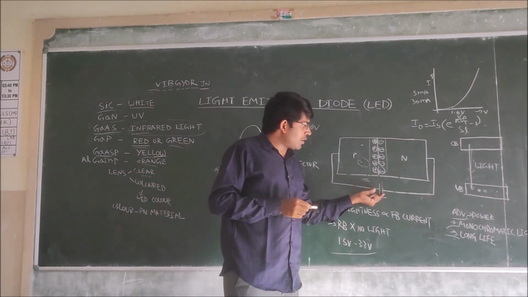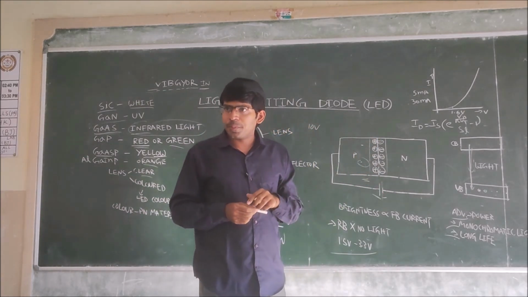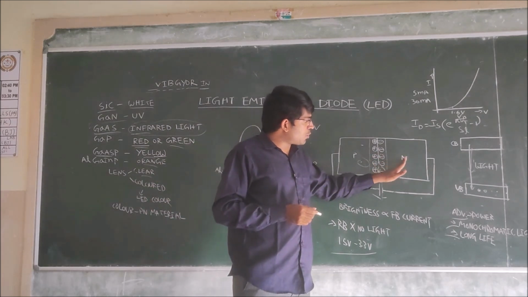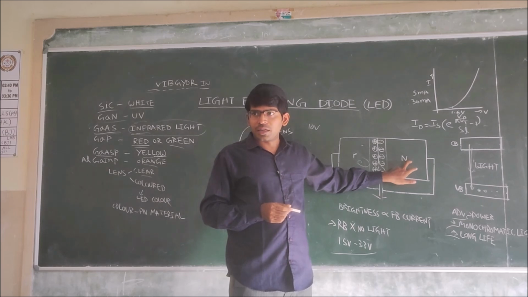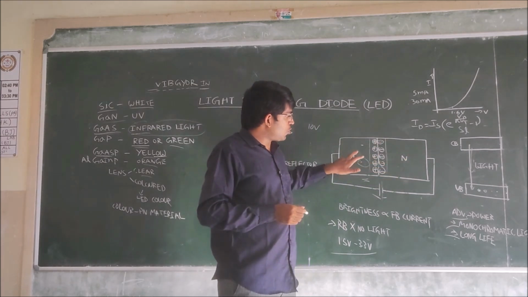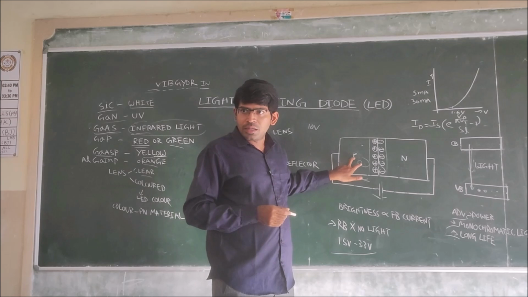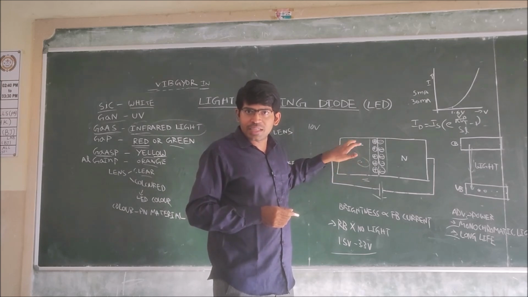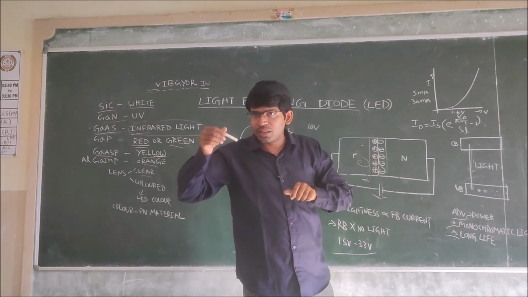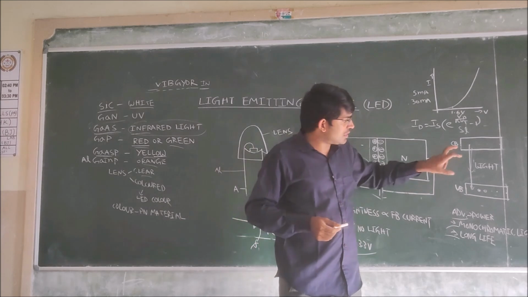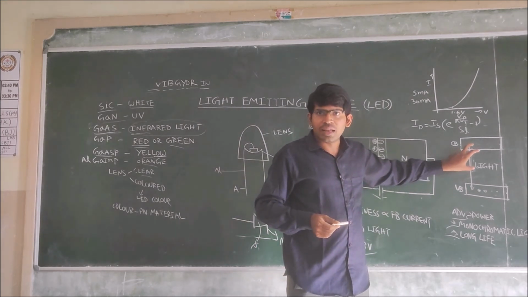When we forward bias the LED, the majority carriers are moving from N to P. What are the majority carriers in N type? Electrons. When majority carriers are moving from N to P region, here the majority carriers electrons are free electrons. They are in the interatomic gaps. They are recombining with the holes by releasing the energy in the form of light.